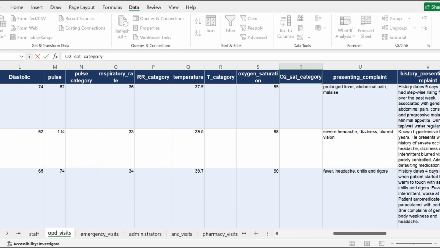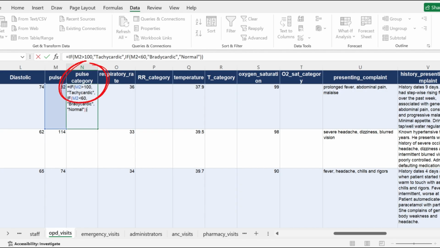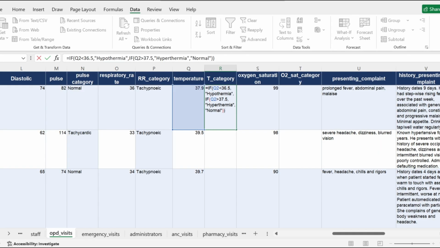Next, we'll derive several new clinical classification variables from our vital signs data, starting with the pulse rate. We'll create a pulse category column. Patients with pulse above 100 beats per minute will be classified as tachycardic. Patients with pulse rate below 60 beats per minute will be classified as bradycardic, and patients between these values will be classified as normal. Next, we'll categorize body temperature.